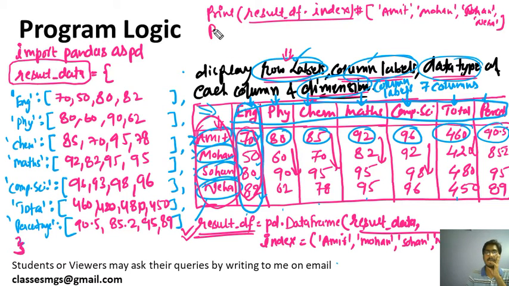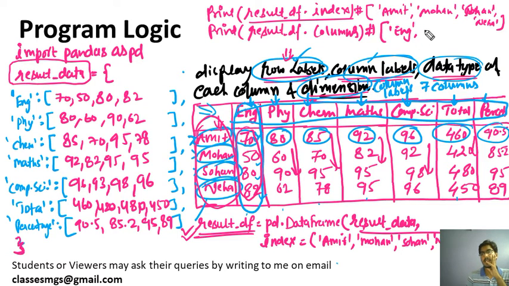Now if you want to print the column labels, then you will need to write result_df.columns. Using this columns attribute, you can print the names of columns, like English, physics and so on, all the columns up to percentage. So this will print.